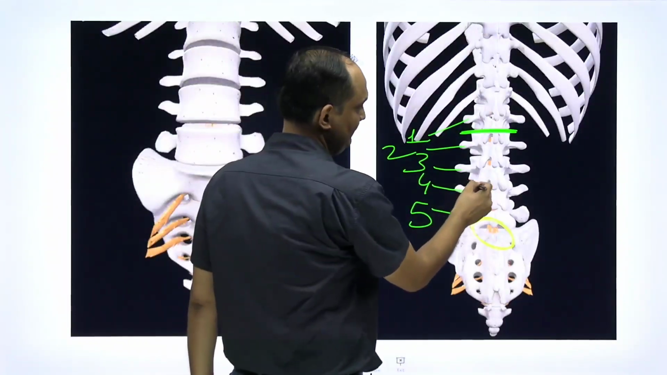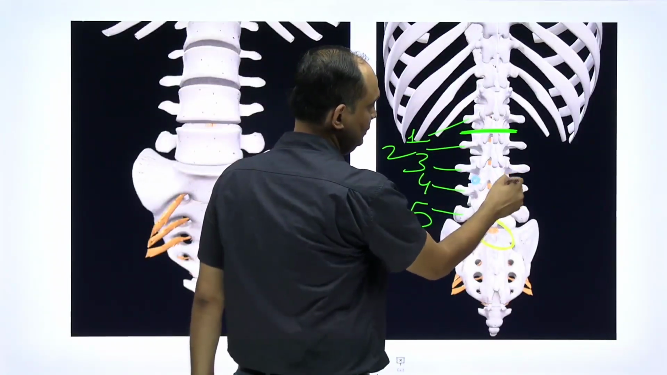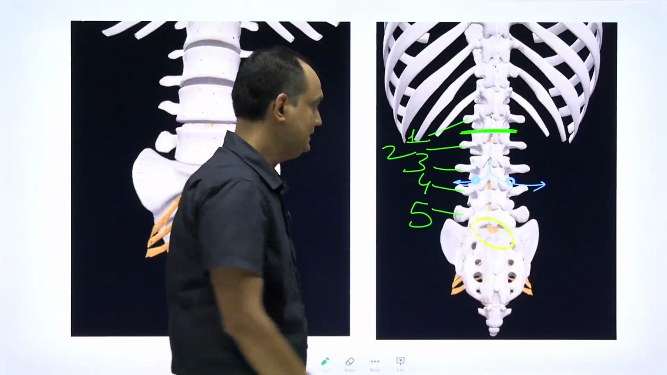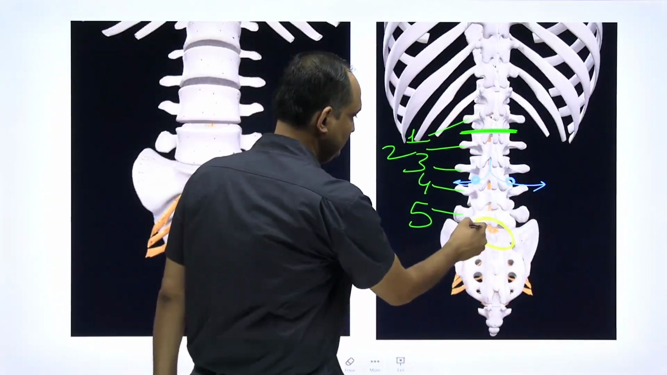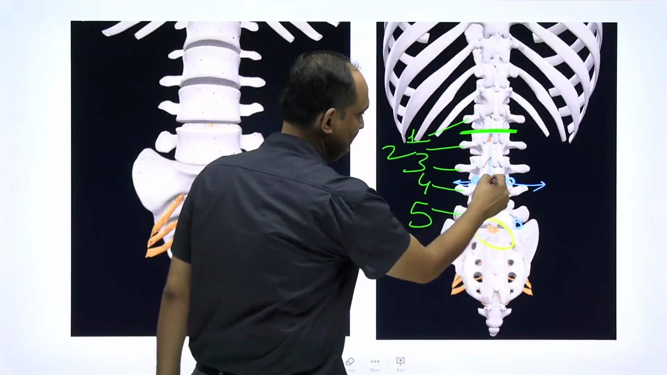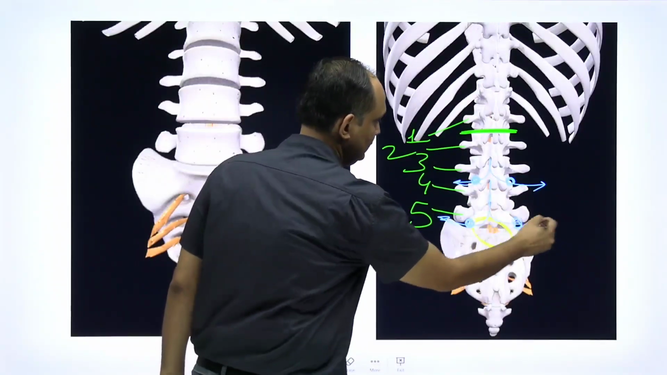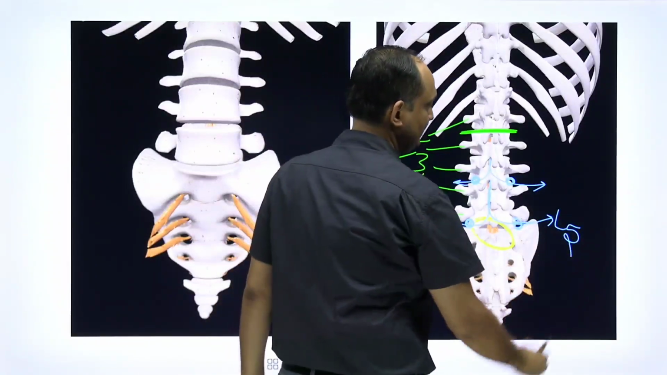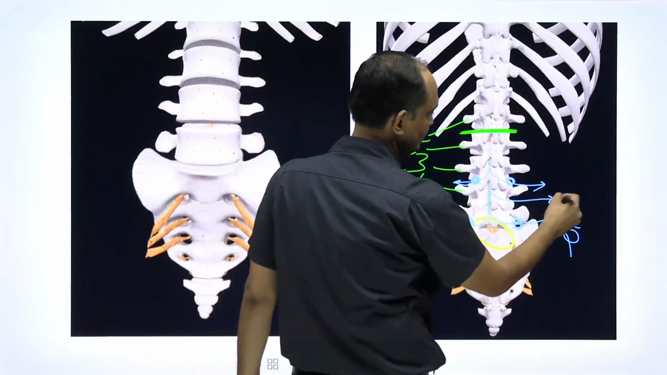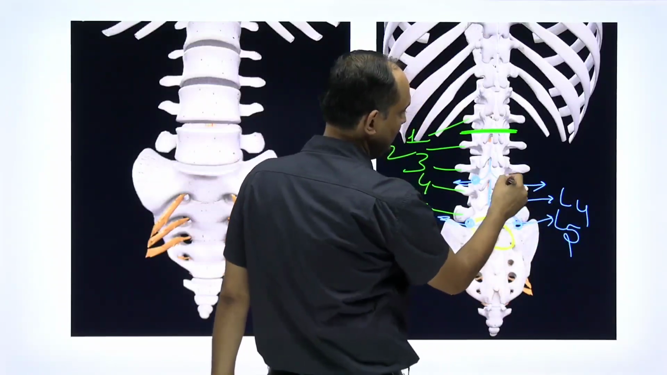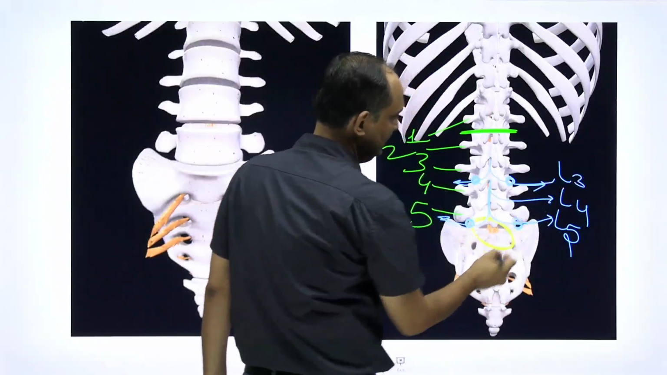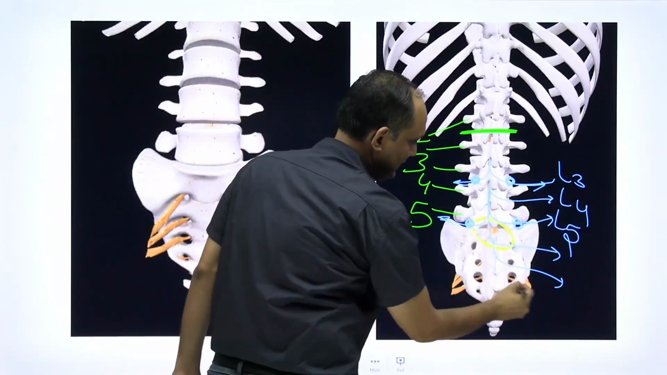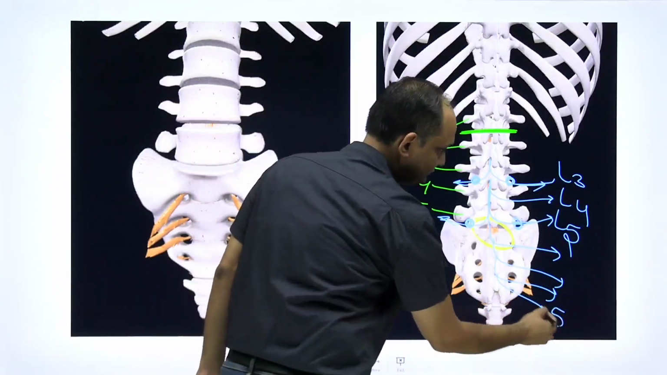Suppose you have the foramina here, you have the exit of the spinal nerve here. In the same way, you have the foramina here and the exit of the spinal nerve here. So, what spinal nerve will come out below the L5? It is the fifth lumbar nerve. Here you have the exit of the fourth lumbar nerve. Here you have the exit of the third lumbar nerve. In the same way, you have the exit of S1, S2, S3 and S4.